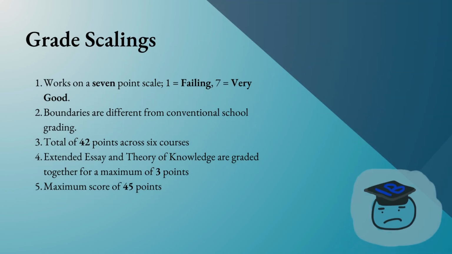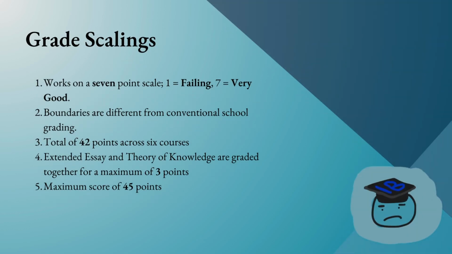Compared to conventional grade scalings, the International Baccalaureate adopts a more unique approach. For full IB students, final grades for courses are added up to 45 points in total, which includes 6 courses worth 7 points each. The rest comes from the theory of knowledge and the extended essay portion of the program, which is worth 3 points total together.